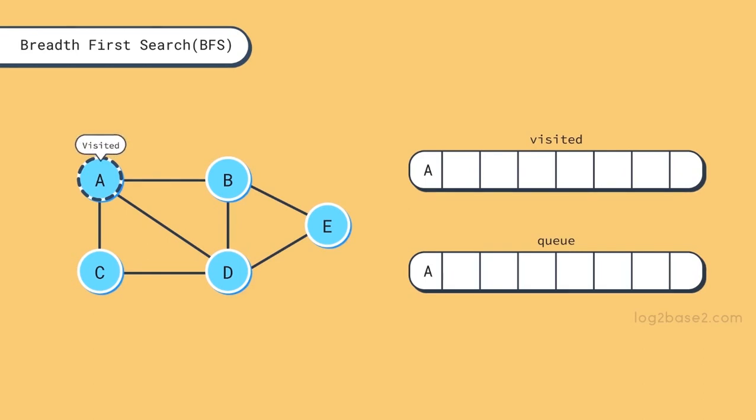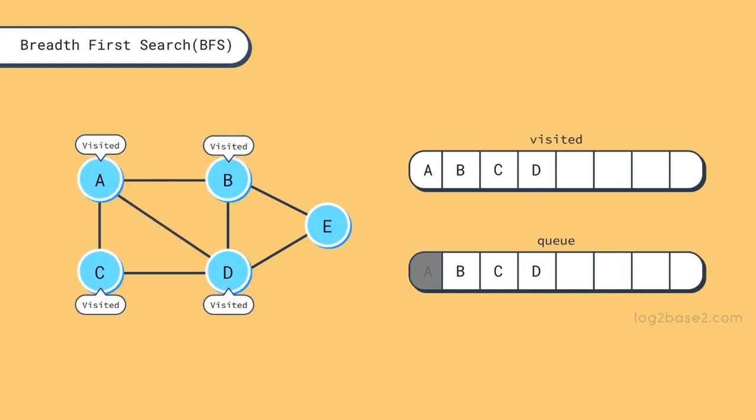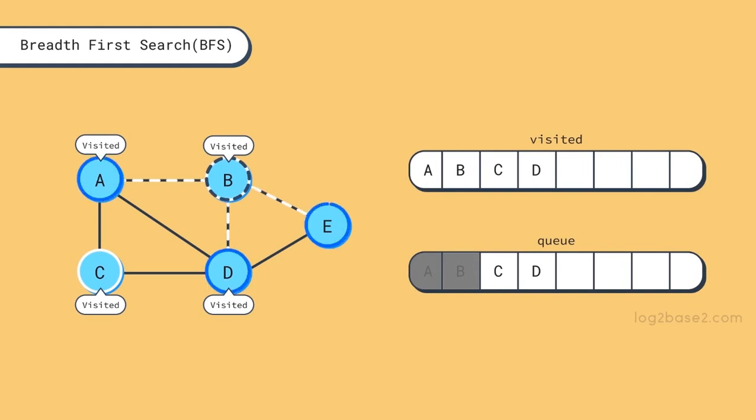Now take the vertex A from Q and visit all its neighbors, which are B, C and D. So these are inserted into the queue and added to the visited array also. Now A and its neighbors are visited. Now take the next element from the queue, which is B, visit it and visit its neighbors. The neighbors of B are A, D and E. But A and D are already visited. Only E is not visited. So add it to the queue and the visited array. Now B and its neighbors are visited.